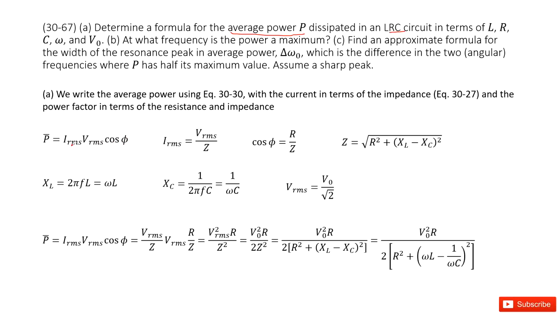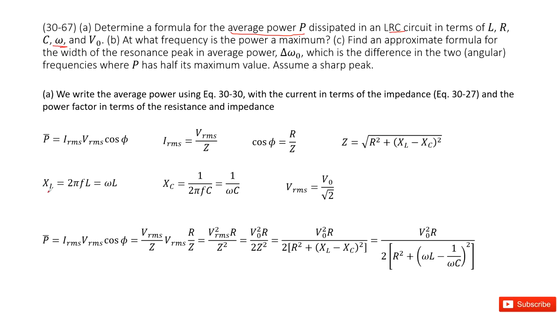Now we can write down the root mean square current as the root mean square voltage divided by the impedance. And the cosine phi can be written as the resistance R divided by the impedance Z. And then how do you know Z? The impedance Z is determined by the resistance R, the inductive reactance XL, and the capacitive reactance XC. But the problem says the answer should be in terms of omega, so we need to keep going, right?